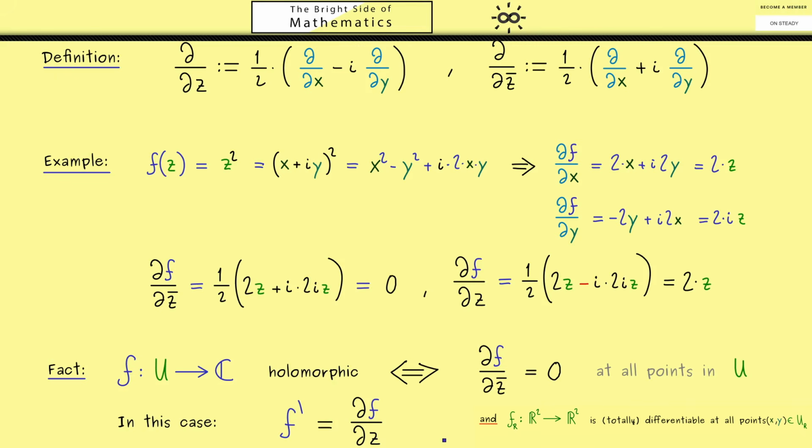Okay, with this you now know a lot of different differential operators we can use in complex analysis.